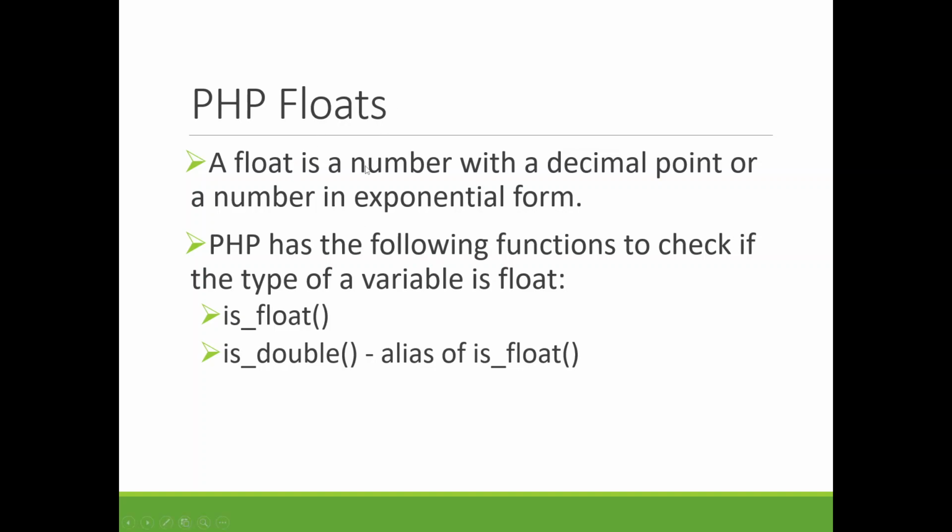Then we have a float. A float is a number with a decimal point. Now we have functions that are used to check whether a number is a float or a double. A double is simply a long float. That means it has more numbers after the decimal point.